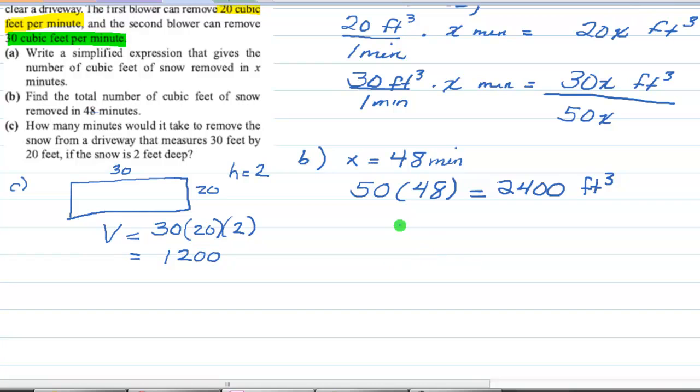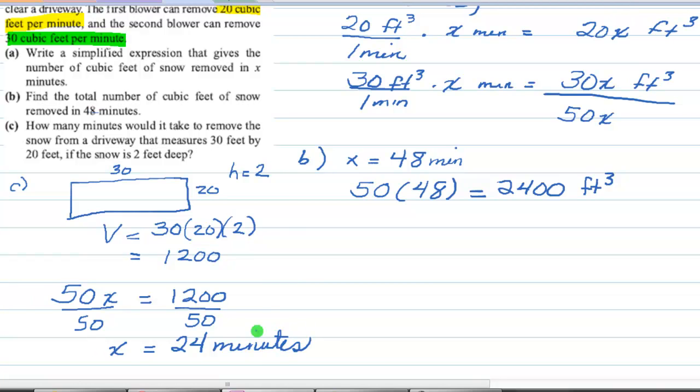And remember our blowers from part A? They remove 50 times x cubic feet in x minutes. And so we know that that has to equal 1,200 because that's how much snow is on the driveway. So we're going to solve for x. 50 times what number is 1,200? And if we divide both sides by 50, 1,200 by 50, then you will get that it takes 24 minutes to get rid of all that snow.